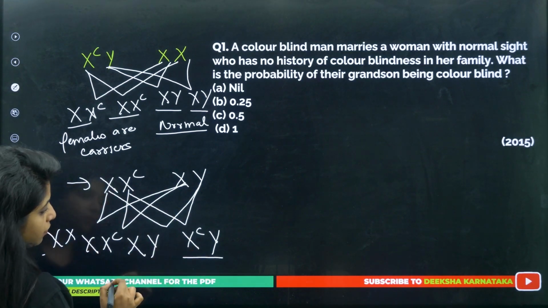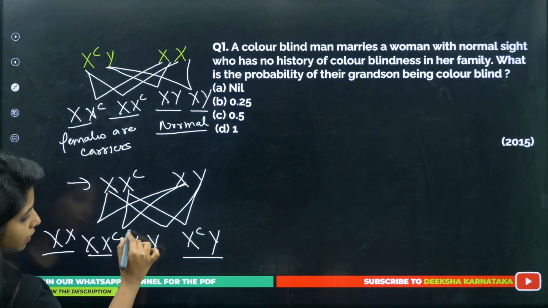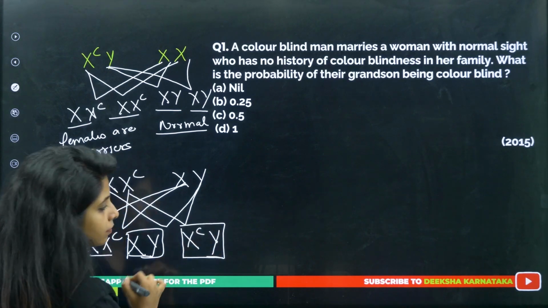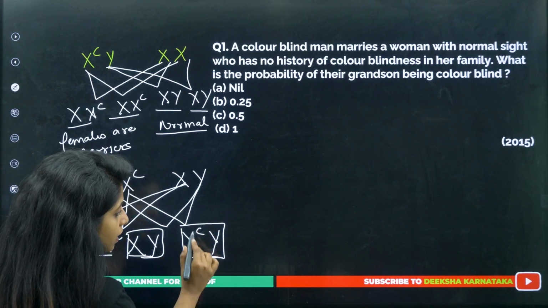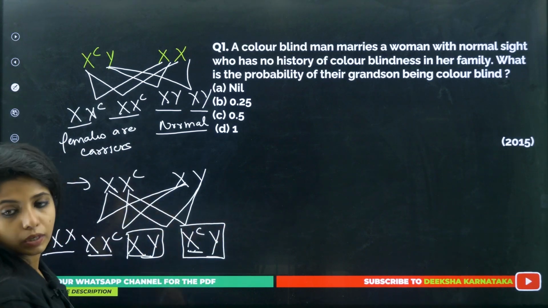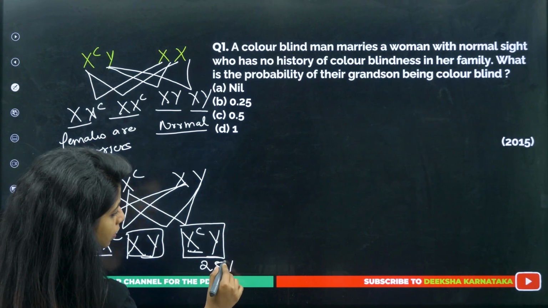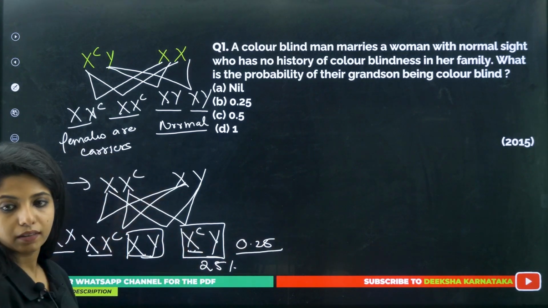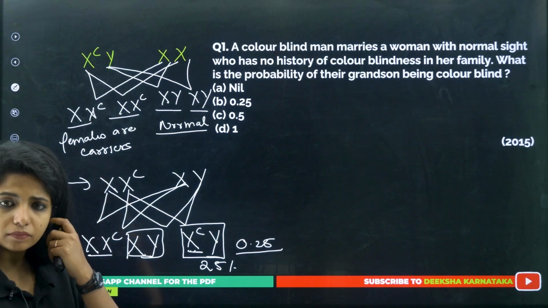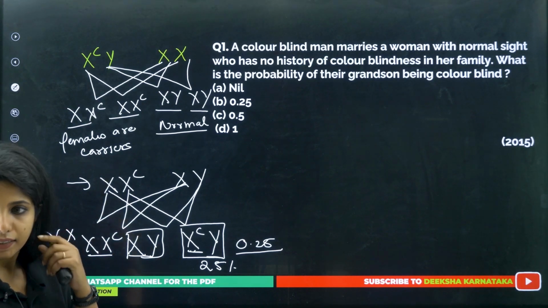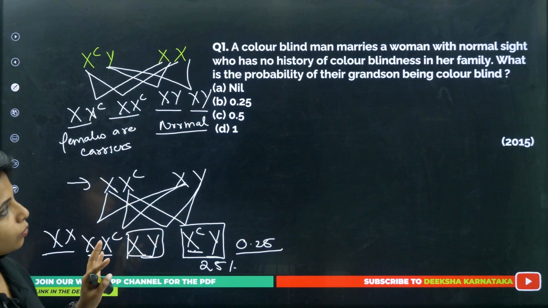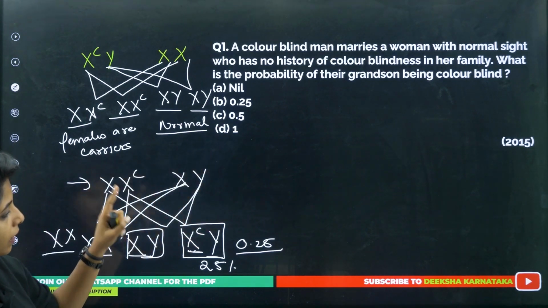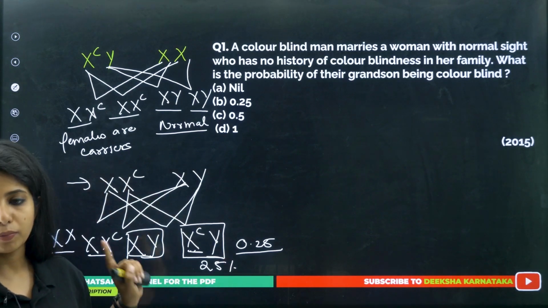So out of four, I find the male grandsons. This is a son, but he is normal. If you talk about this son, he has the disease because there is only one X, and there is no other X to overshadow the effect of this particular X. So 25%, or basically 0.25, is the chance that the grandson has the disease. So this is the possibility that is given over here. This is the probability of the grandson being colorblind, children: 0.25.